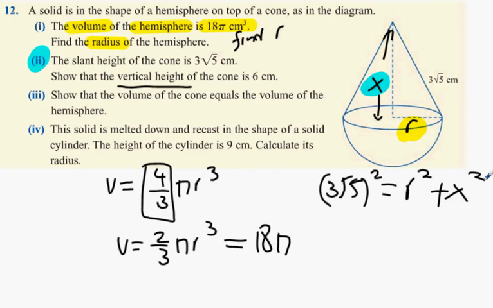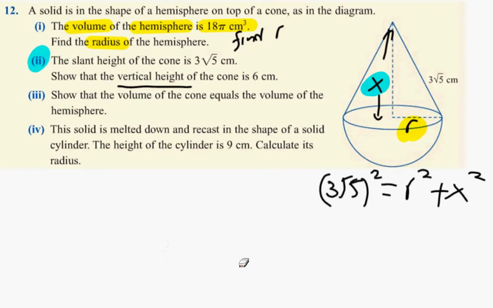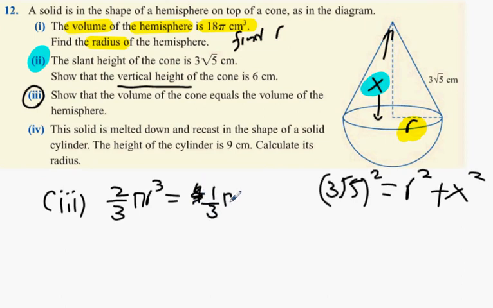Okay. Part 3. Show that the volume of the cone equals the volume of the hemisphere. How do you go about doing that? Volume of a cone equals volume of a hemisphere? Volume of a cone formula equals volume of the hemisphere formula. So for part 3, all you're going to do is volume of a hemisphere is 2 over 3 pi r cubed. And you're going to let that equal volume of a cone, isn't it? 1/3 pi r squared h.